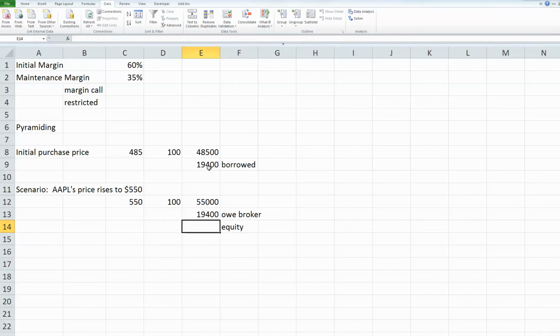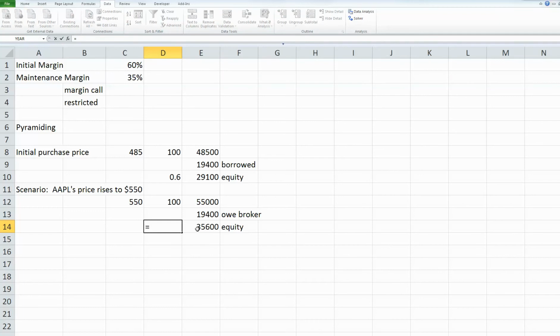Because the amount you owe your broker has not changed, your equity has risen. When you first bought into your position, your equity was 60%, or the difference between the $48,500 and the $19,400. So initially your equity was $29,100. And just to prove that it was 60%, I'll calculate the percentage. The $29,100 divided by the total value of your portfolio of $48,500 gives me that 60%. But now your portfolio value has risen to $55,000. You still just owe your broker $19,400, so your equity is the difference of $35,600.